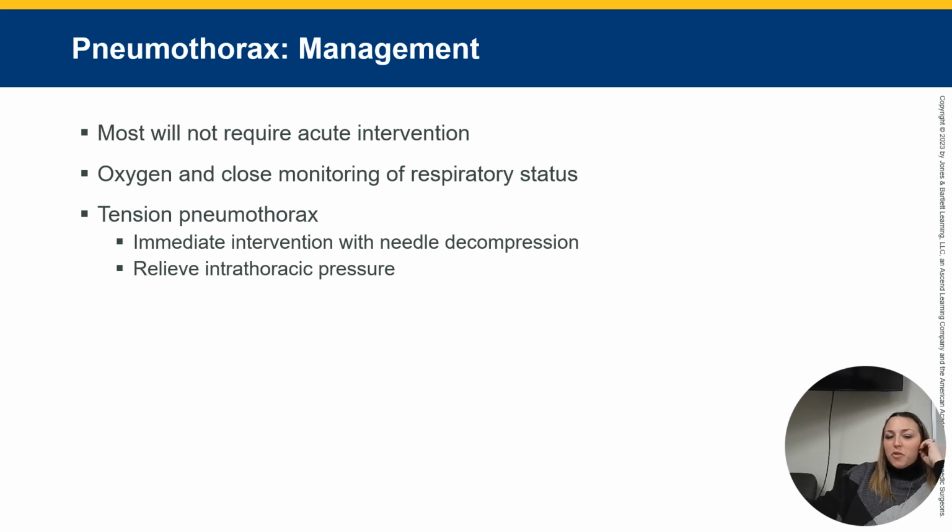Most of our pneumothorax patients won't require acute intervention. Oxygen and close monitoring of the respiratory status is usually adequate enough to get them to the hospital. When we need to intervene is when they have a tension pneumothorax, and immediate intervention with a needle decompression is what we want to do for those tension pneumothoraxes to relieve that intrathoracic pressure in the mediastinum area.